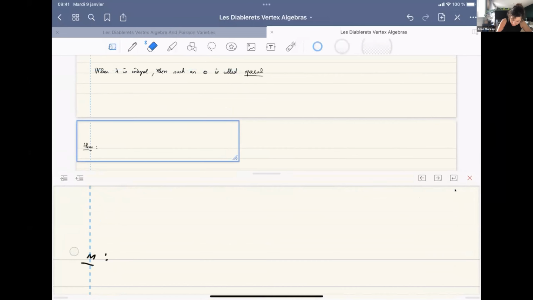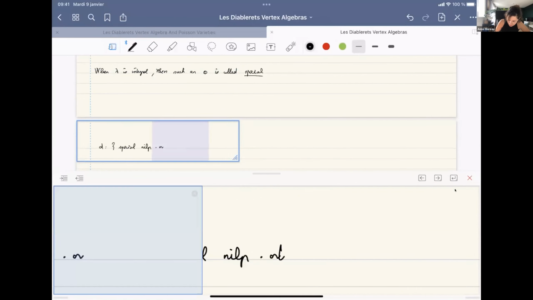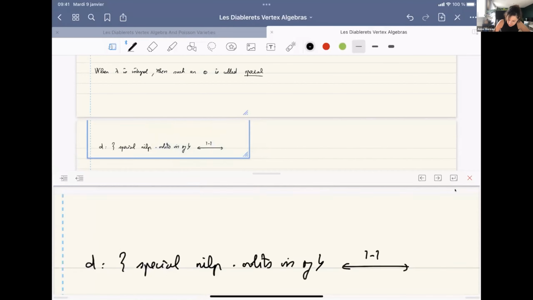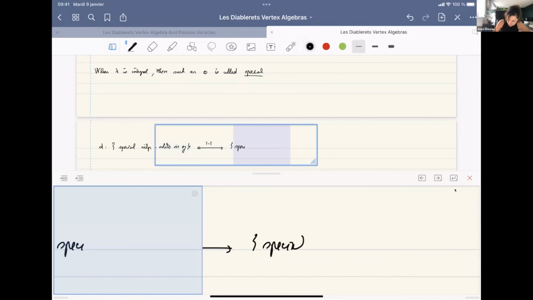Maybe first I remind that we have an order reversing bijection between special nilpotent orbits in G and special nilpotent orbits in the Langlands dual of G.